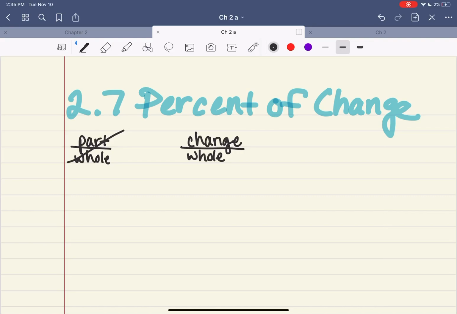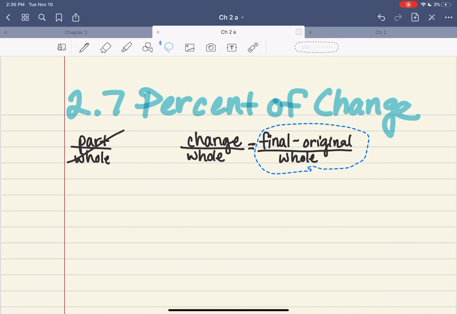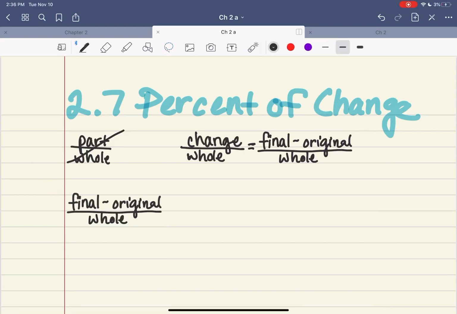So not this. We're looking at change over the whole, and what that's going to look like is the original minus the final, or the final minus the original. Let's do final minus original, over the whole. To figure out what percent this is, we can set it up and make it a proportion. You are hopefully familiar with the percent proportion: you put your part over whole, or your final minus original over whole, and then you put it over the percent number over 100, and that gives you your percent.